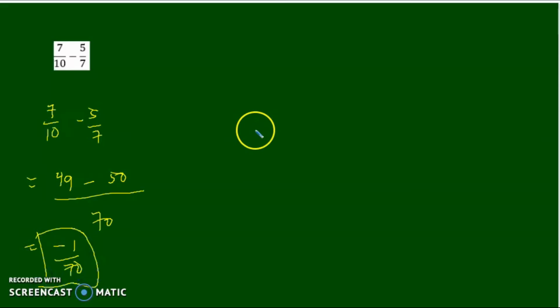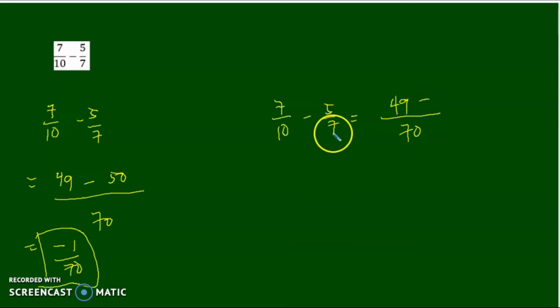Okay, now let's do the other method. So 7 over 10 minus 5 over 7. Get the LCD, which is 70. So 70 divided by 10 is 7, times 7 is 49. Minus 70 divided by 7 equals 10, times 5 is 50. Then simplify. 49 minus 50 is negative 1 over 70.